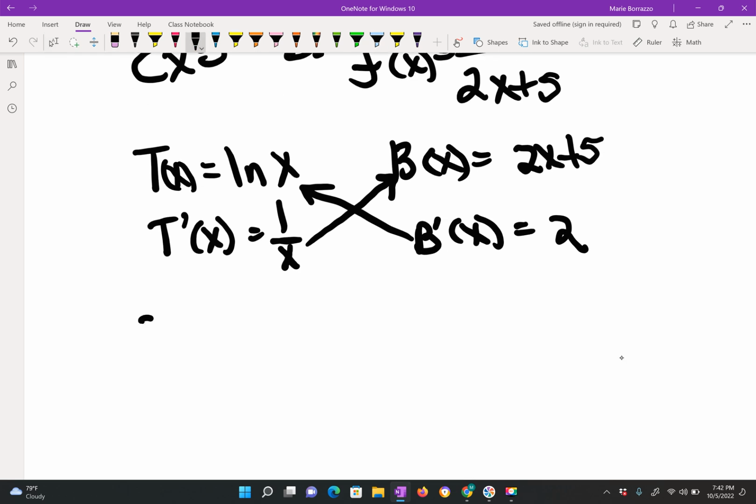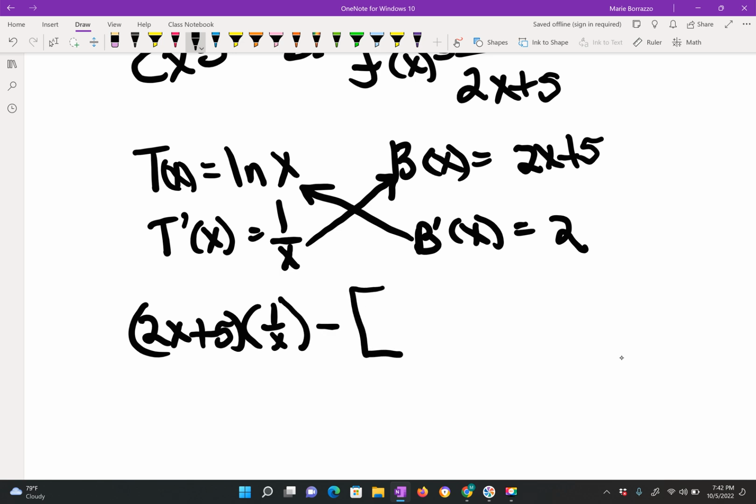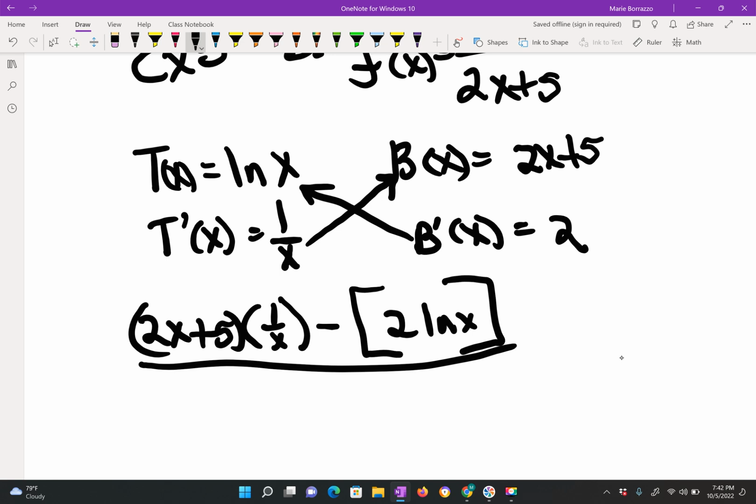So this will be 2x plus 5, basically times 1 over x, minus the cross product of 2 natural log x. And all of this is over the denominator squared, so 2x plus 5 squared. All right, fine.